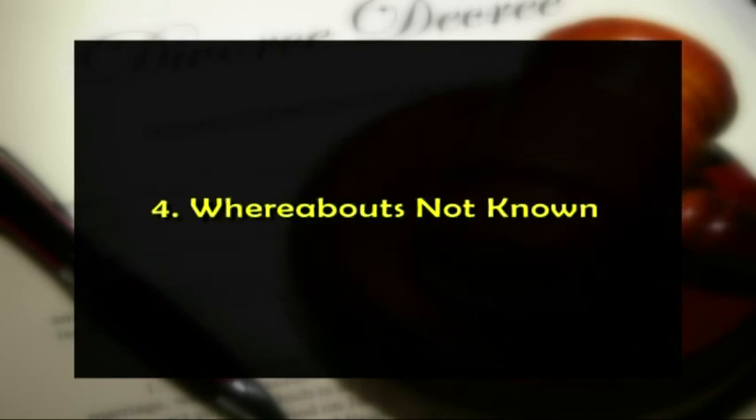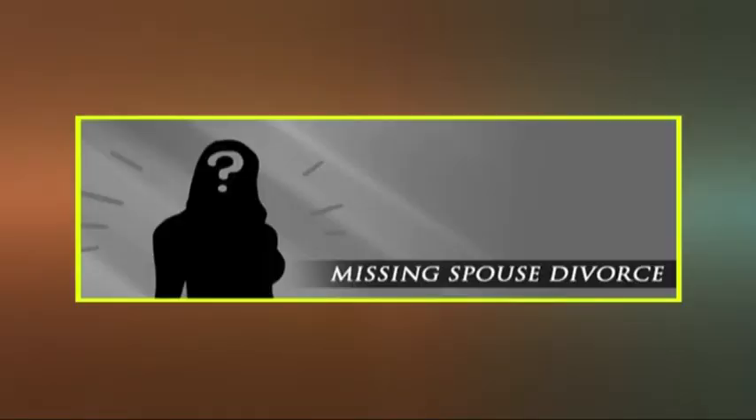Number 4, whereabouts not known. When the whereabouts of a spouse are not known for a specified period of time, he or she is declared to be missing from the world and ultimately it becomes a ground of divorce due to the fault on the part of the missing spouse.